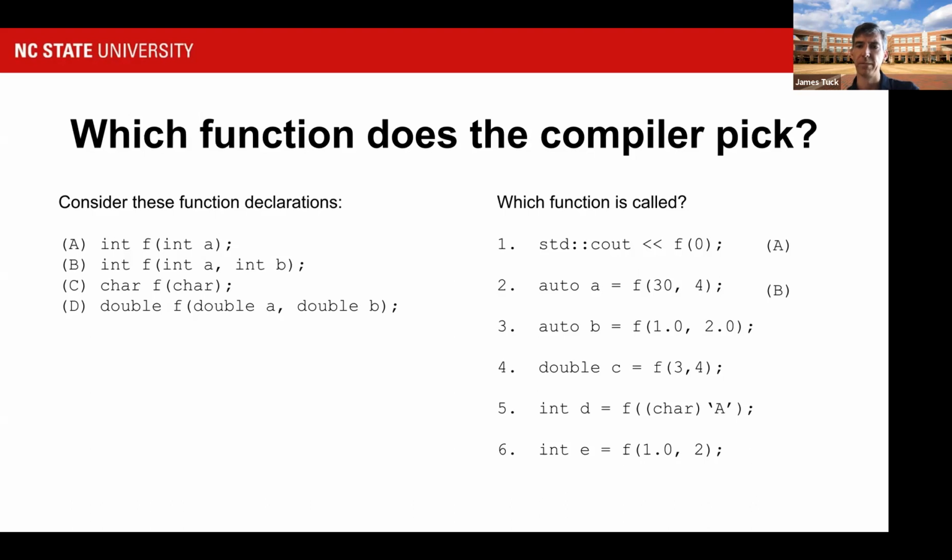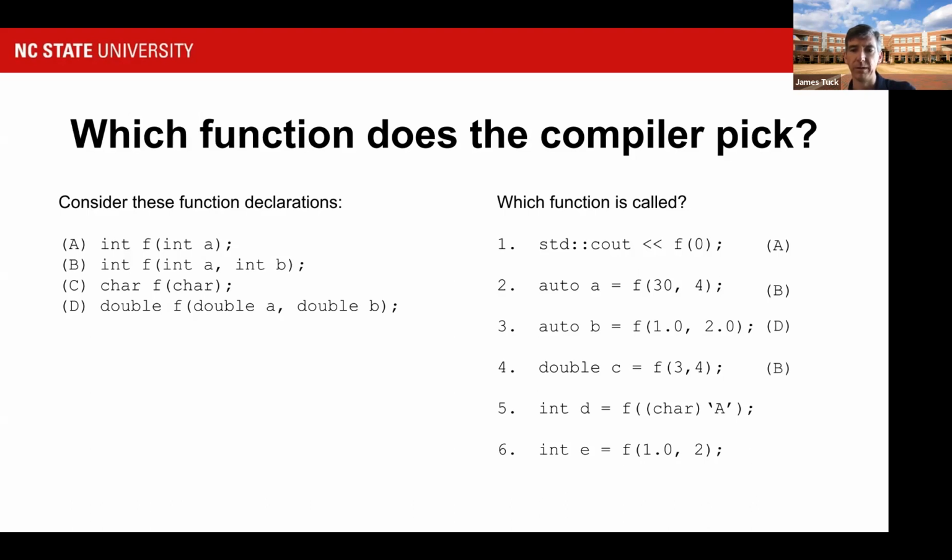For 3, I'm passing in 2 doubles. You said D already, good job. Yeah, it takes no conversions for me to call D and for the compiler to call D. So that's the one that's going to be called.